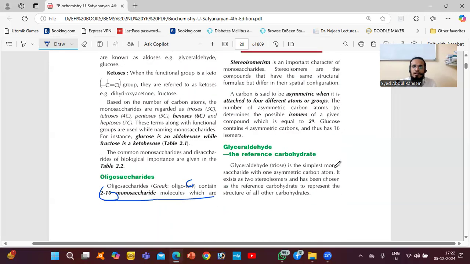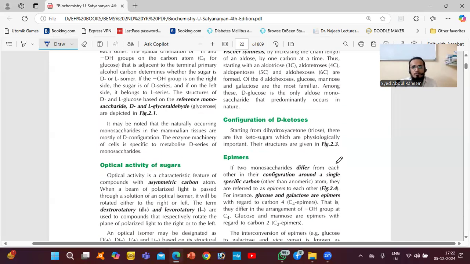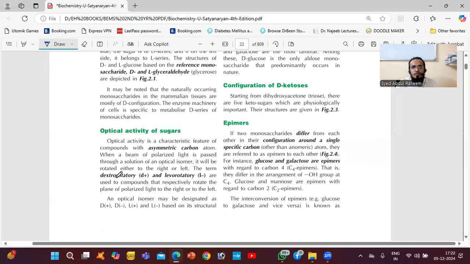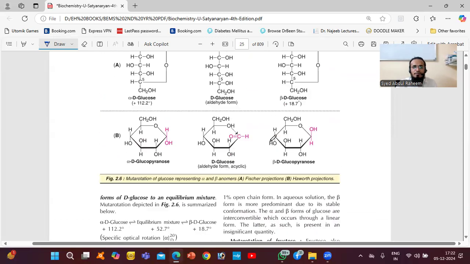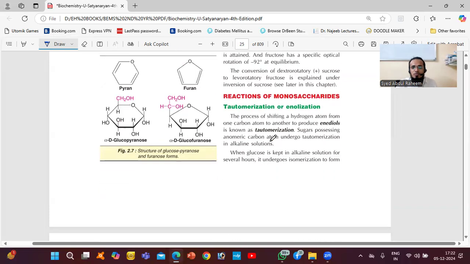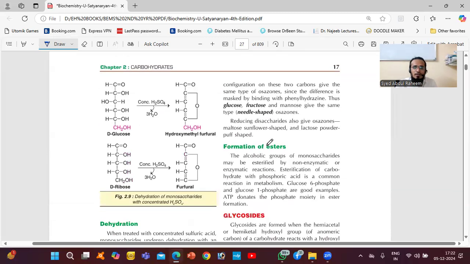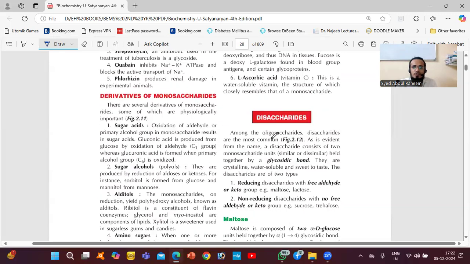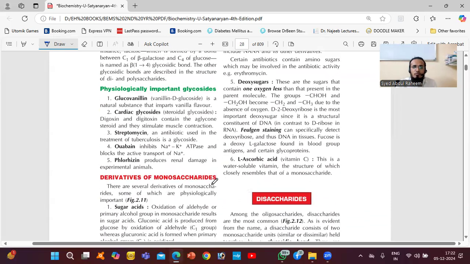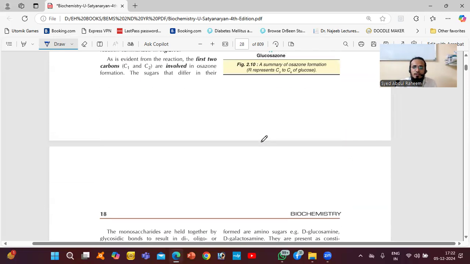So we have to discuss monosaccharides. This is all about monosaccharides: the types, the sugar activity, their formula, and the structure of glucose. We will not go into detail. Monosaccharide reactions: if we attach another molecule, what will happen? Oxidation, reduction property, glycosides, dehydration, everything is there. So till here, we have the types of monosaccharides, sugar acids, everything. We will complete till here.